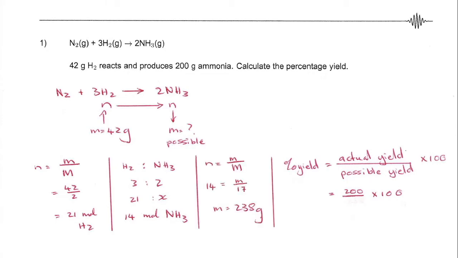This is now the possible yield, right? I worked out what is possible. On paper, it was possible to get 238 grams. Now I put the 238 grams into my percentage yield equation, and that tells me that the percentage yield is going to be 84,03.